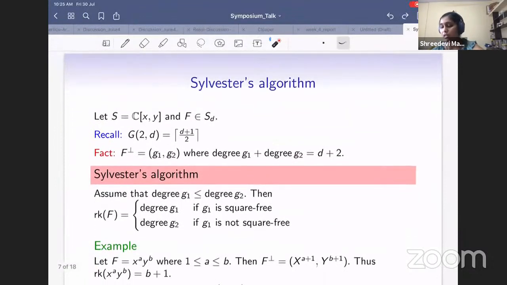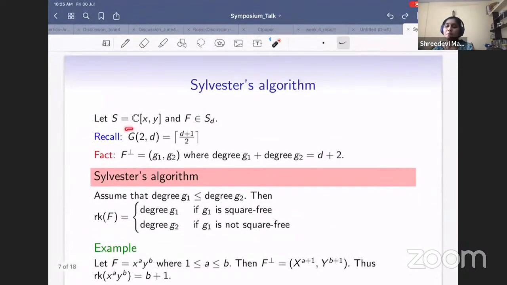So this is the following algorithm in the case of binary forms. There is an algorithm to find the Waring rank of f in the case of binary forms. Suppose you have a polynomial ring in two variables, and I take a form of degree d. Then recall that in this case, the generic rank is given by the ceiling function of (d plus 1) by 2.